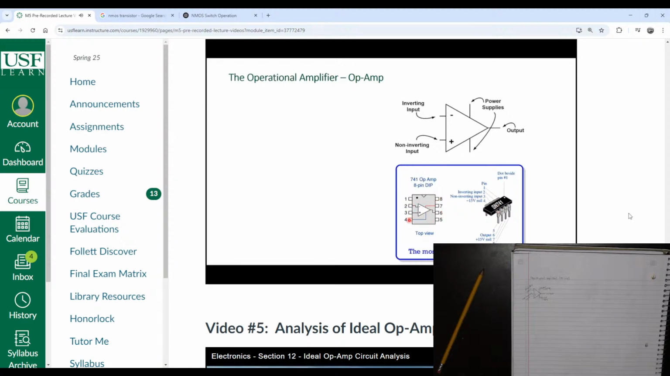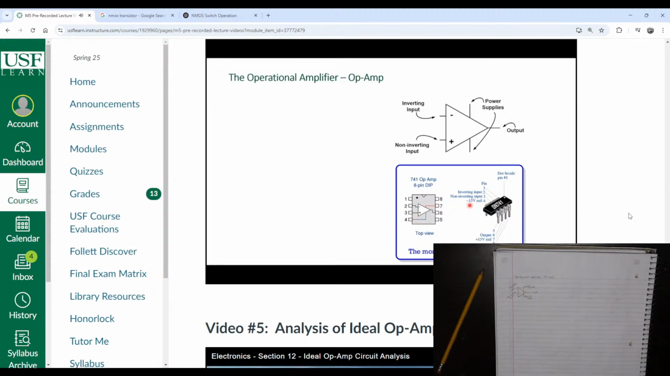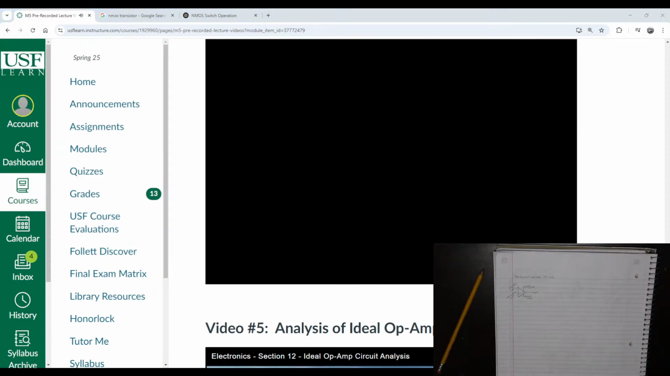In terms of the connections corresponding to the terminals we discussed here, you can see that 2 and 3 are the inverting and non-inverting terminals. 6 is the output, 4 is minus 15 volts, 7 is plus 15 volts. Now, this is for one specific kind of op-amp. The 741 is the most commonly used and probably the most widely used operational amplifier.